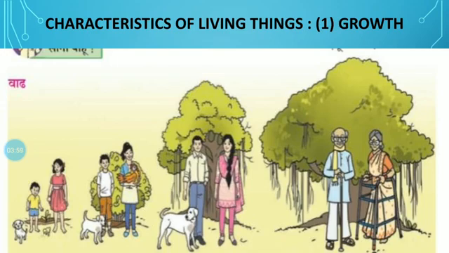So friends, the first characteristic of living things is growth. Growth is the first characteristic. See in this picture, observe this picture carefully. There is a baby grown up to become an adult person. See, in the first picture there is a baby and that baby grows up to an adult in the last picture. Woman or man, both are present in that picture.